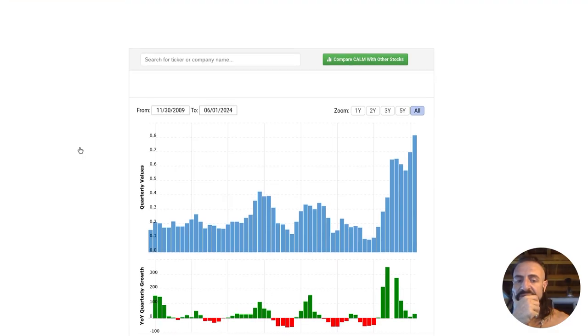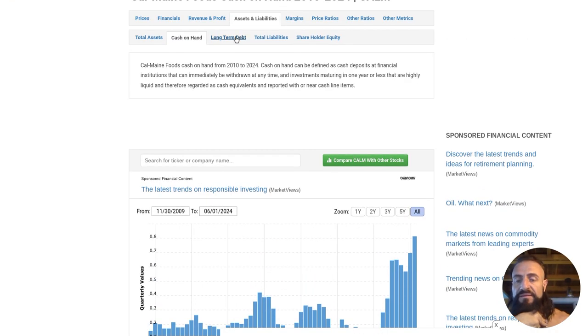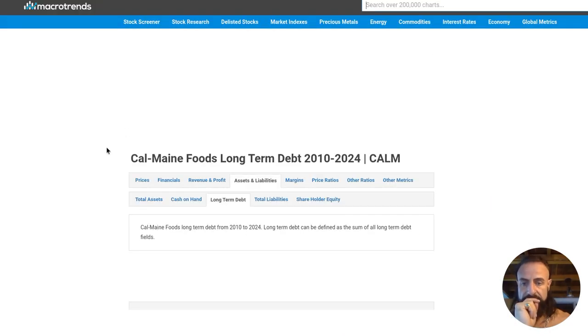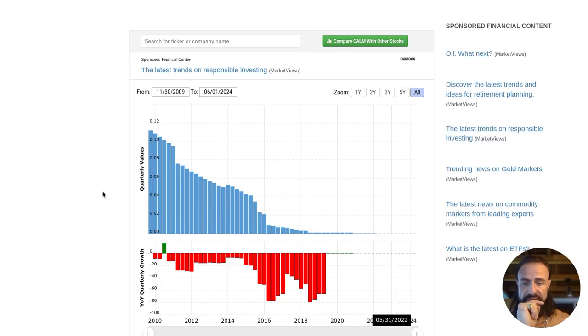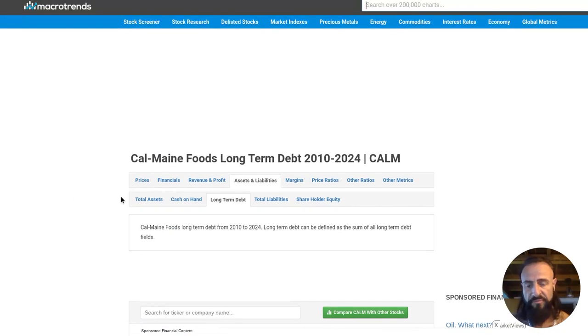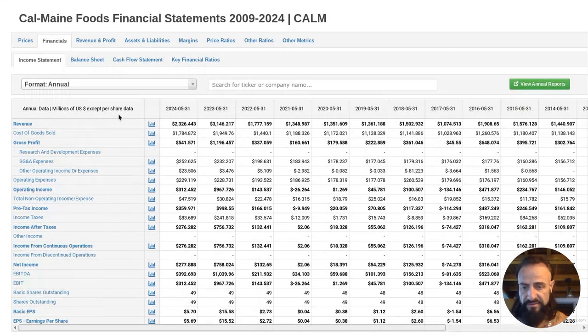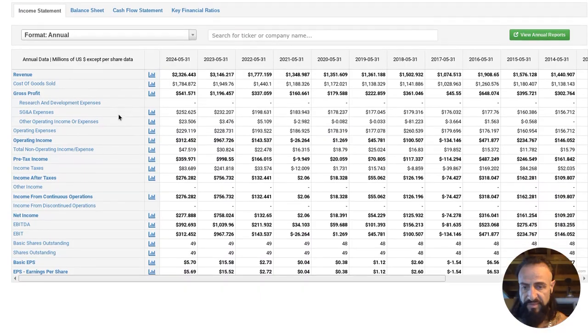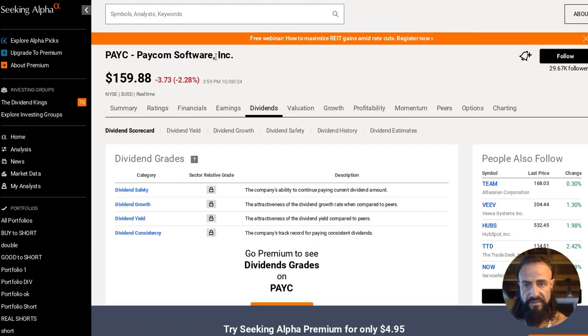Cash on hand, about 800 million in hand. Long-term debt, they pay down all their debt. Well, it's a pretty good company. They got 800 million in the bank, and they're gonna be making possibly another $250 million this year. I like it. I like it a lot.